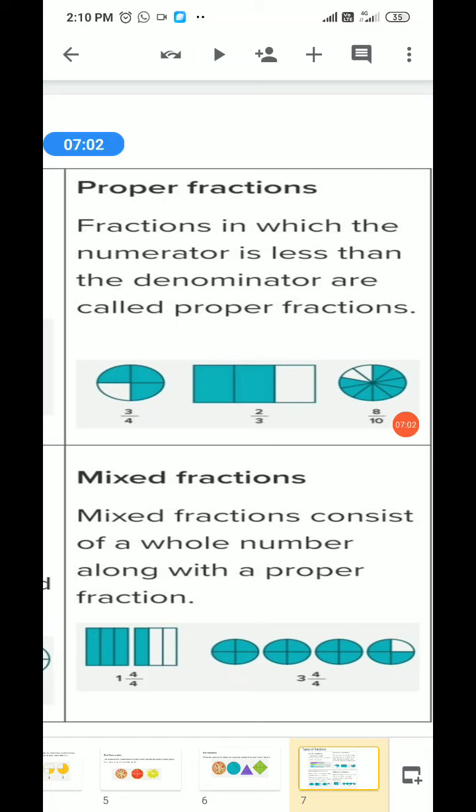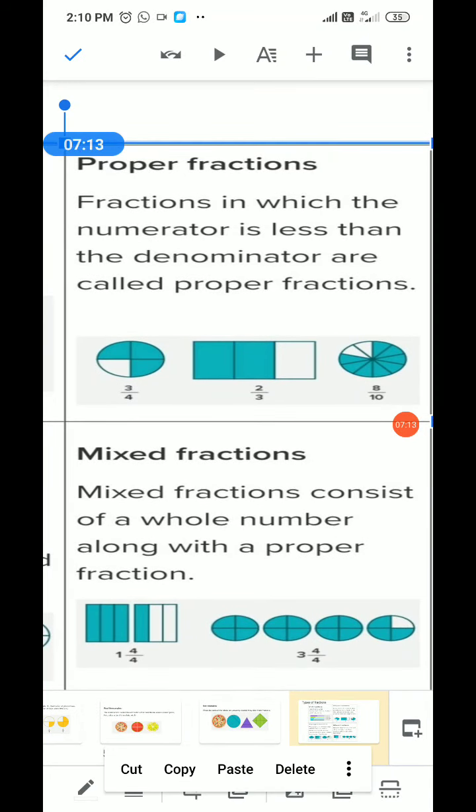See the next one. It is divided into 3 equal parts, correct? So 1, 2, 3 equal parts. In the denominator we will write 3. How many parts are shaded? Only 2 parts are shaded. So 2 by 3. 2 is less than 3, so it is a proper fraction, understood?